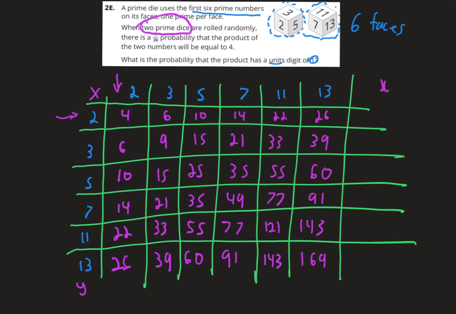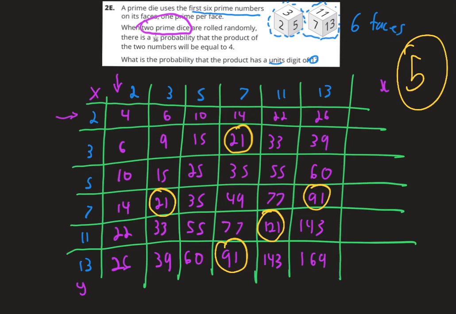Well, they kind of jump out, don't they? So 21, and oops, 21, and there we go, 121, then right next door. Yeah, that's pretty interesting, isn't it? So yeah, the answer was 5, by the way, to this problem. 5 over 36, right? Because there's 36 possibilities.